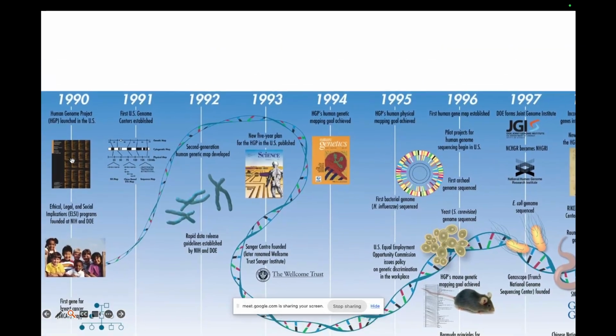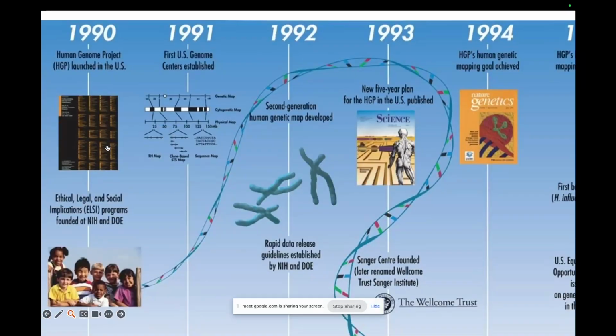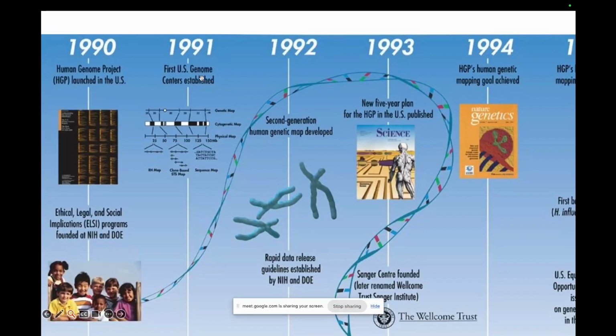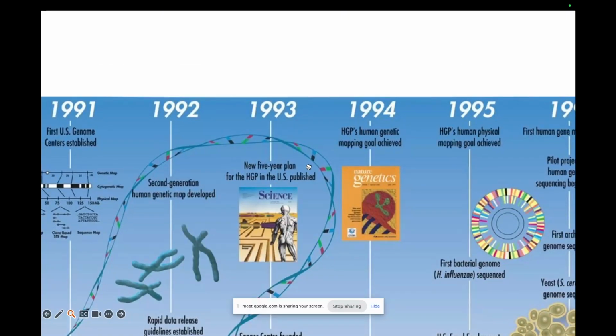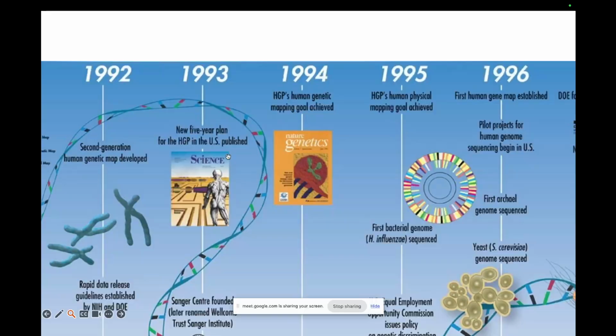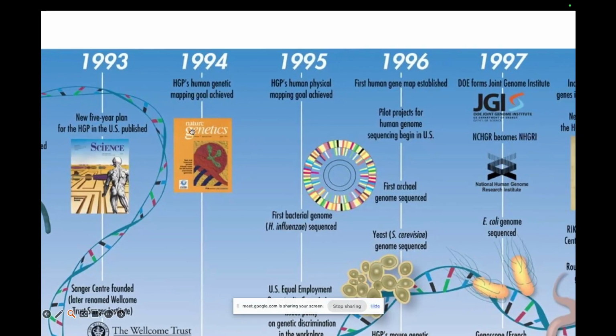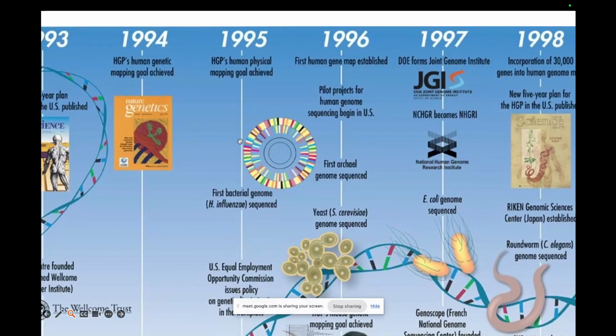It started around 1990. Then the first human genome centers, US genome centers, were established around 1991. Then the second generation genetic map was developed, and then a 5-year plan for the Human Genome Project came out in 1993. The first mapping goal was achieved in 1994. Then the first human gene map was established in 1996, and the first archaeal genome was also sequenced at that point of time, and also the yeast genome.